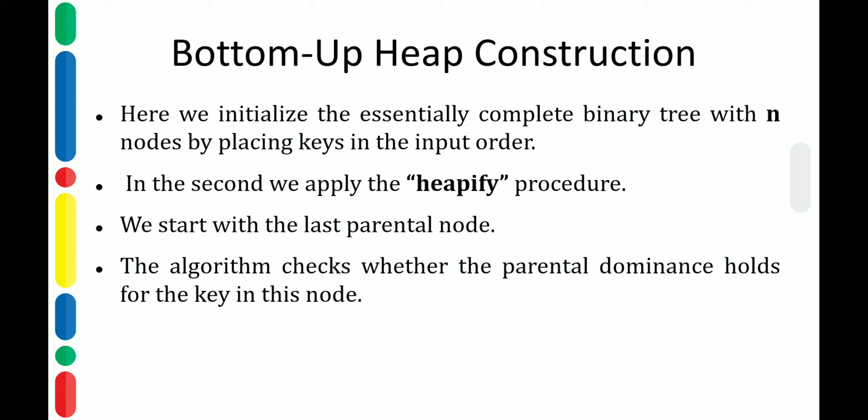So where do we start? In such a tree, we start with the last parental node. The algorithm checks whether the parental dominance holds for the key in this node. So we take the last parental node and check whether it is larger than its children. If it is larger, then nothing is done. Otherwise, if the condition is not true, then we exchange this parent node with the child node, such that we exchange it with the largest child.